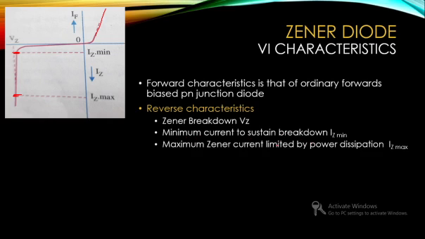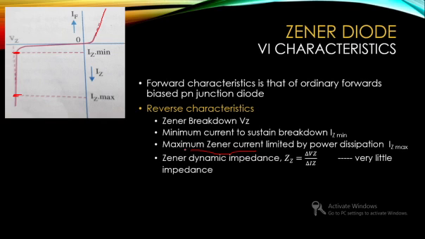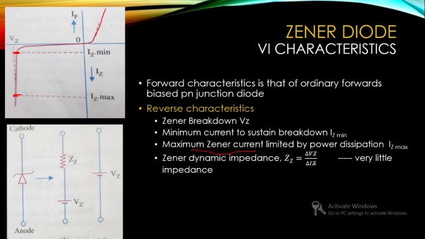Maximum Zener current is limited by the power dissipation; beyond this, the diode will be damaged. So the maximum power dissipation the diode can withstand will limit the maximum value of Zener current. It also has an impedance, which is calculated as the change in voltage with respect to the breakdown voltage divided by the change in current IZ of the diode, and usually this factor is very small and we can neglect it.